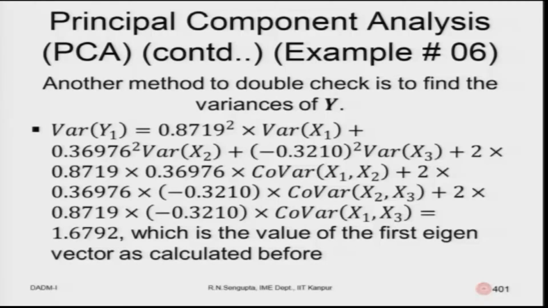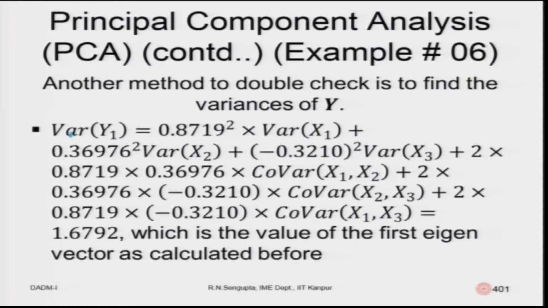The second part would obviously be the question I mentioned: whether the variabilities are in descending order, as they should be. In the first case, we want to take out the maximum variability corresponding to PC1, then the next level of variability would correspond to PC2, and so on. We will come to that also. Another method to double check is to find the variances of y, and check that the variability of y1, y2, y3 is in that order, as already decided.